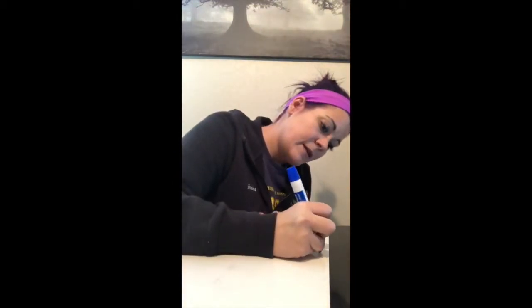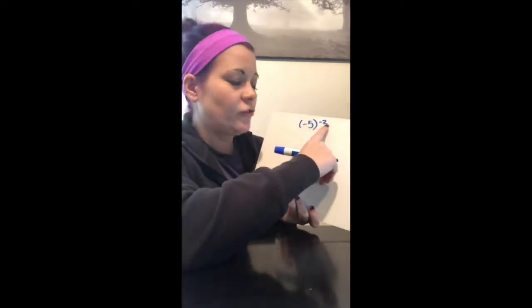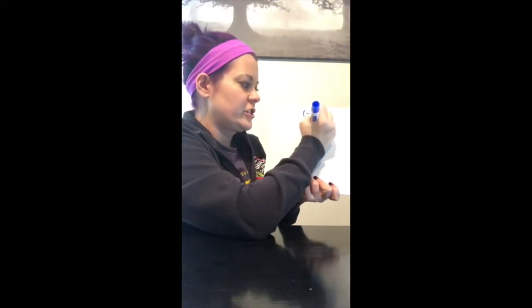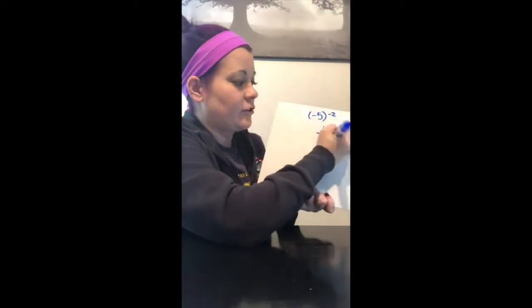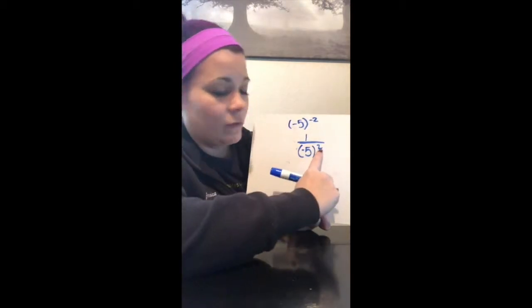Okay, now we're going to look at negative exponents. So when you have negative 5 to the negative 2, with a negative exponent, first of all, you don't want to have a negative exponent. So when it's raised to a negative exponent, that means it's got to be a fraction. To change that negative exponent to a positive, you put it as a fraction and put that as a denominator. And now that exponent becomes a positive. So we have 1 over negative 5 to the 2nd power.